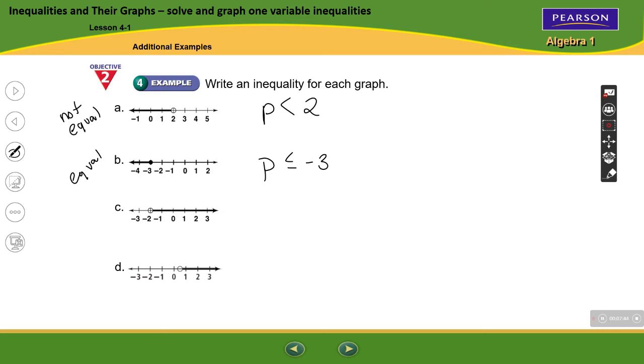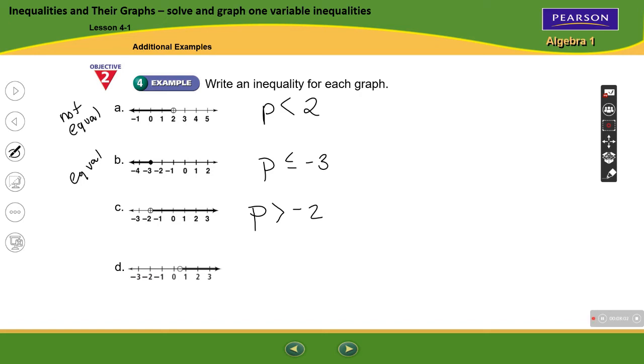C, same sort of idea. P, number, -2. Now I have to decide upon my symbol. I'm pointing to the right, therefore it is greater than, and it is an open circle, not filled in, so therefore there is no equal sign.